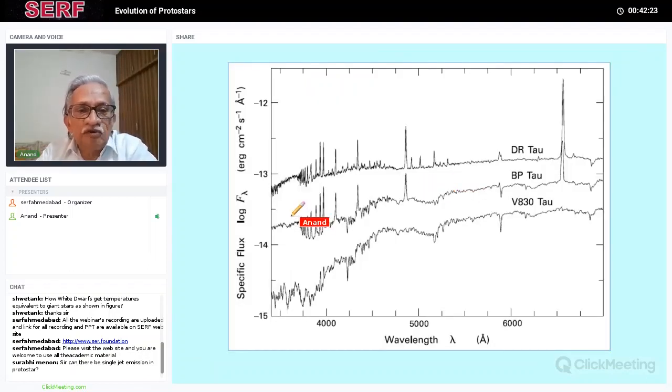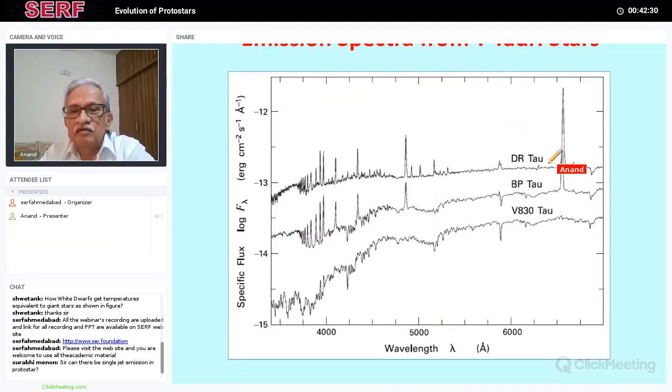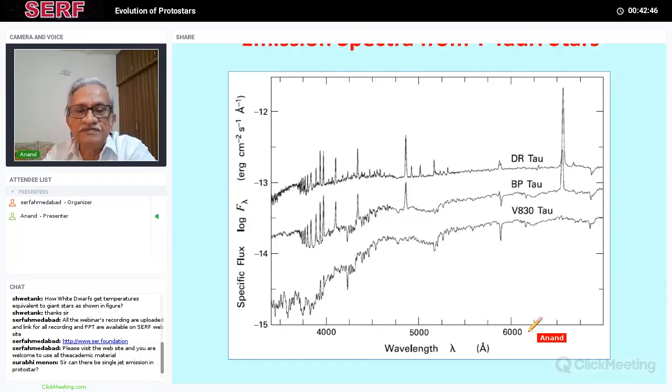Now, when one observed the emission spectra of the T Tauri stars using a spectrograph, one actually saw a number of emission lines here. These are the object names. They are all in the Taurus-Auriga region. You can see the H alpha line, H beta line, and all the hydrogen Balmer series. This is the visible wavelength range from 4000 to 6000 angstroms. Apart from that, other lines can also be seen.